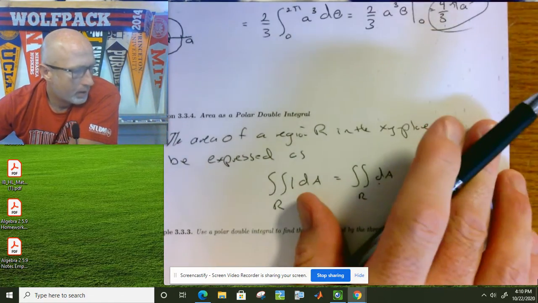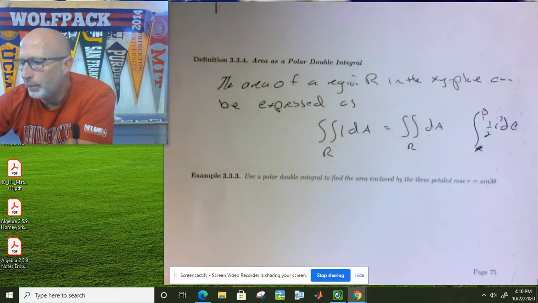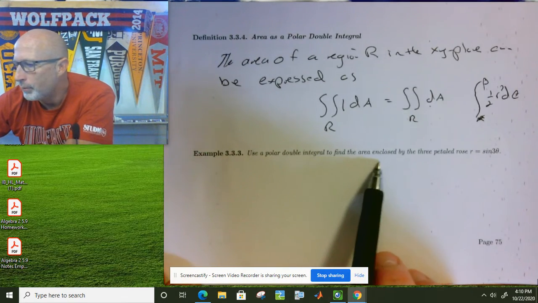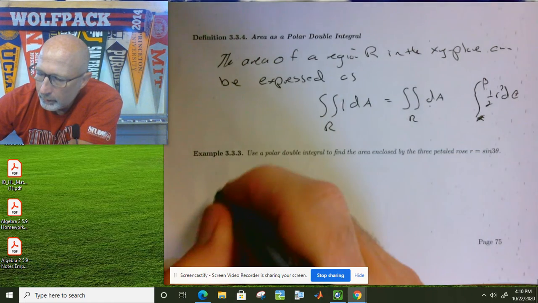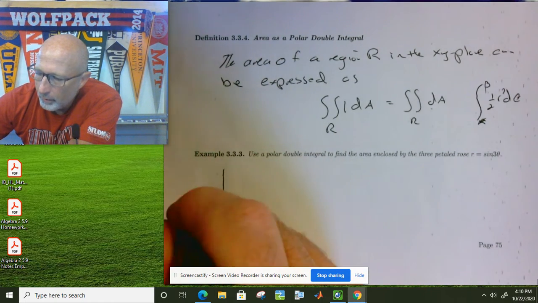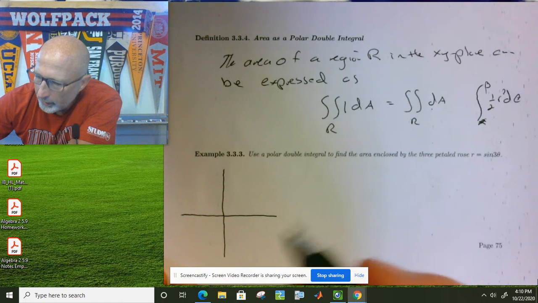So let's go ahead and use this. Use a polar double integral to find the area enclosed by the 3-petaled rose, r is equal to sine of 3 theta. So that rose looks like this.